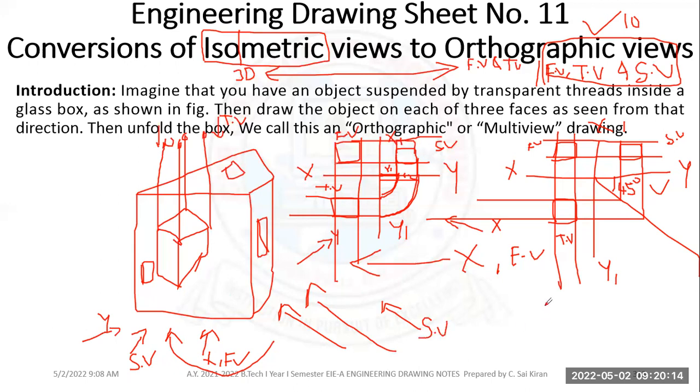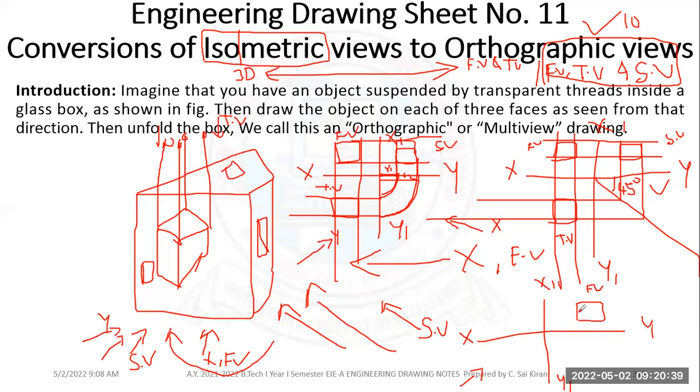Then how you have to draw is, this is your x, draw the xy line, and draw the x1 y1 line. Okay, then this is your front view. As per the problem, this is your front view. So you are looking from this side. So this will be my front view.